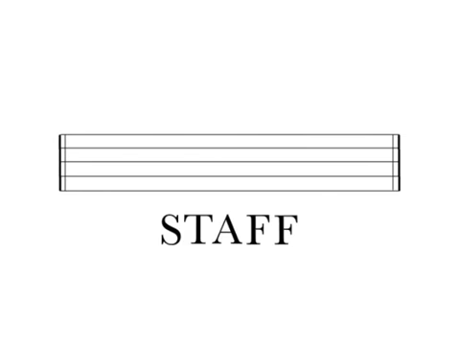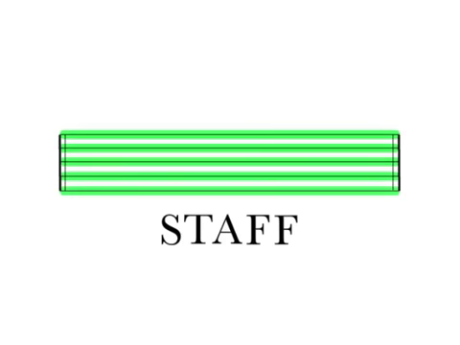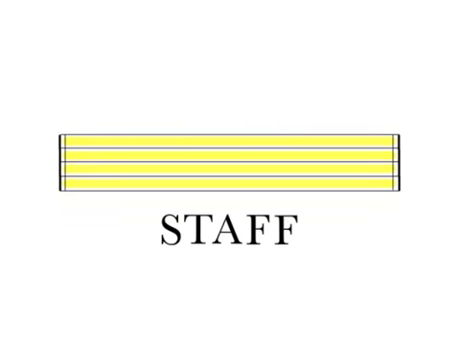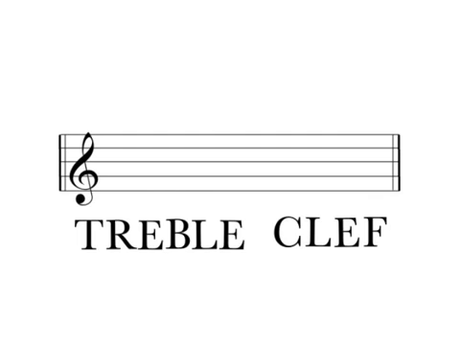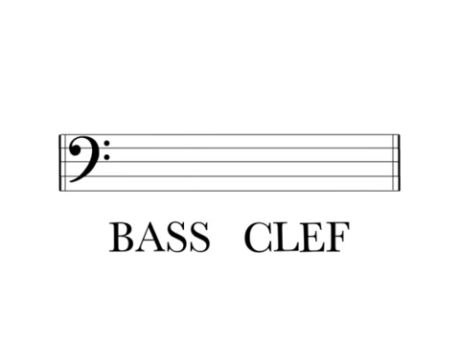All musical notation is written on a collection of lines and spaces called a staff. Each of the 5 lines and 4 spaces represent a different letter name or note depending upon which clef is found at the beginning of the staff. The 2 most commonly used clefs are the treble clef and the bass clef.